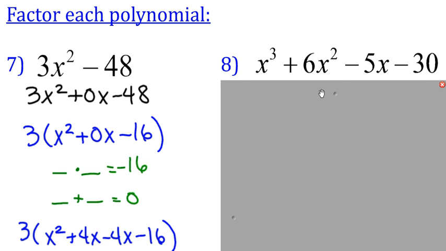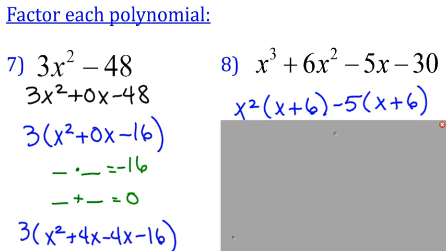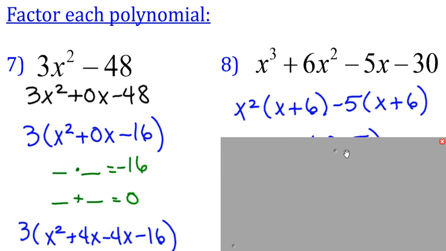So here's my polynomial. Again, first thing to look for is, does it have any greatest common factors to divide out? And here I do not. But I have 4 terms, so I can look at them in pairs. The first pair I could divide out an x squared. The second pair I could divide a -5. So we can see that x plus 6 is being multiplied by x squared minus 5.